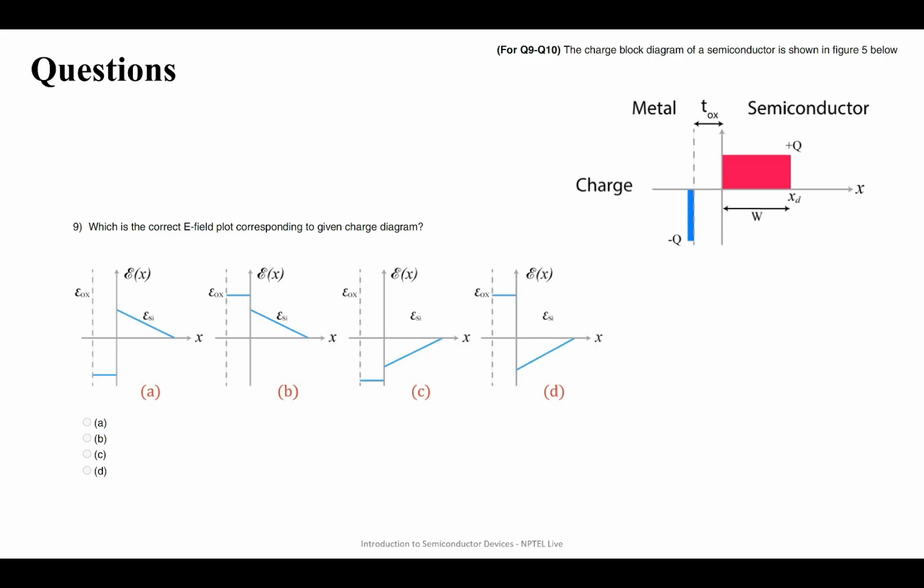On questions 9 and 10, the charge plot diagram of a semiconductor is shown. It should be a MOS capacitor instead of semiconductor. The charge block diagram of a MOS capacitor is shown in the figure below. Which is the correct electric field plot corresponding to the given charge diagram? You have four options.